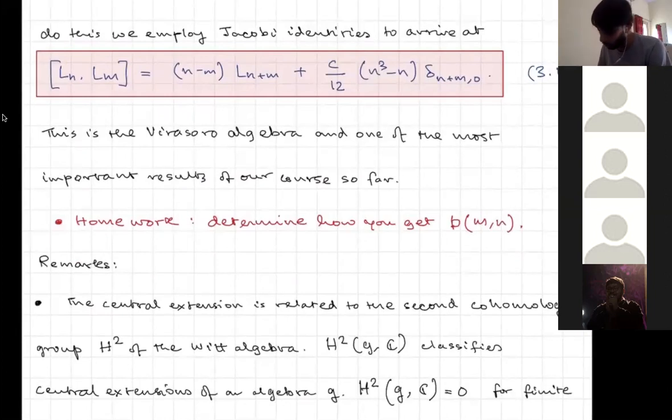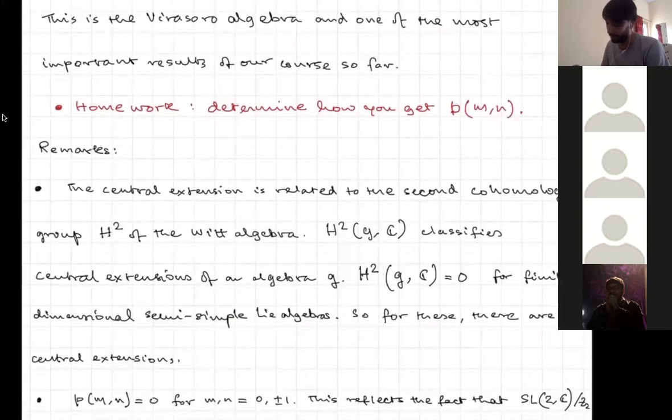This is something that we will not go into in the course, but for those of you who are mathematically inclined, the central extension is also related to something called a second cohomology group. This classifies all central extensions of the algebra G. If this is equal to 0, then that particular algebra will not have any central extension. For example, if you have a finite dimensional semi-simple Lie algebra, then for them this H2 is equal to 0, and that means that there cannot be any central extensions to that algebra.